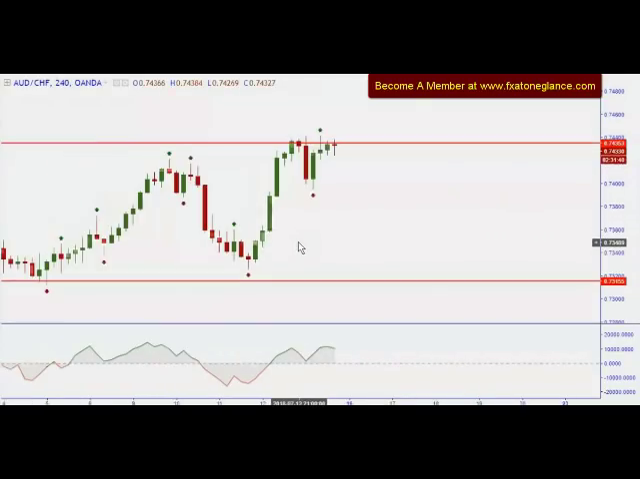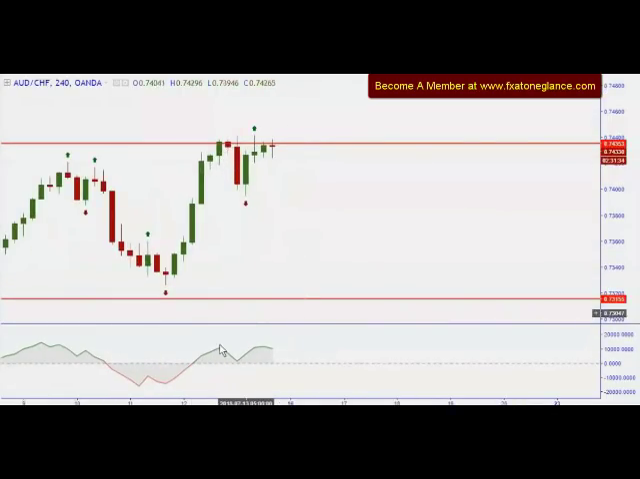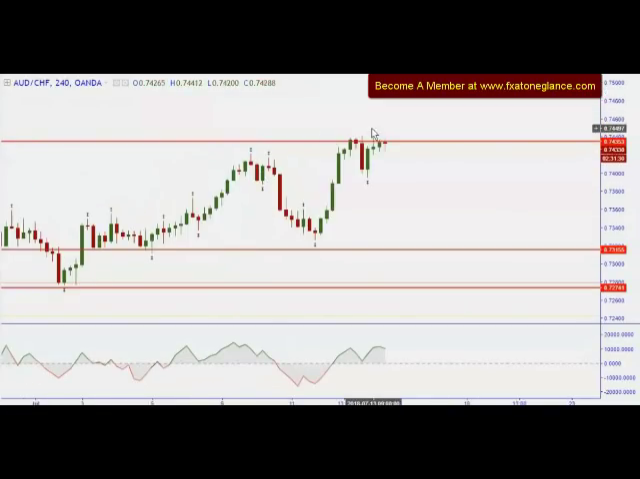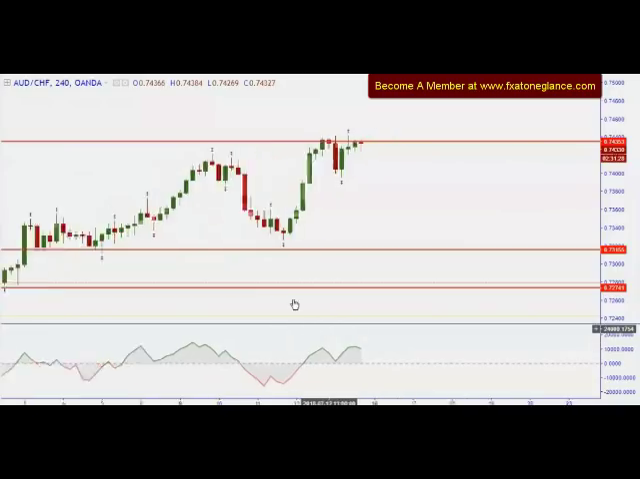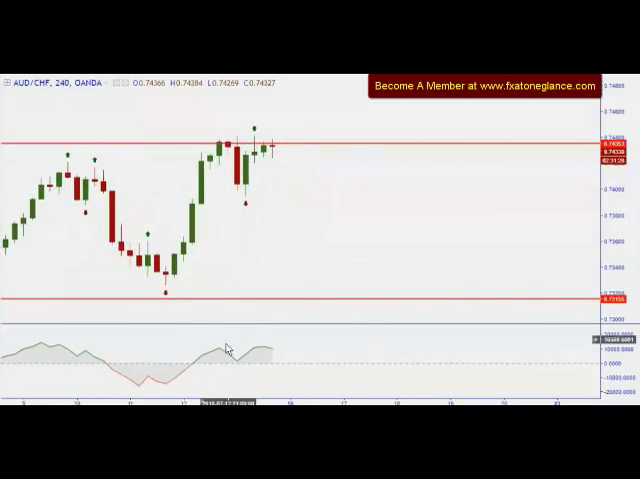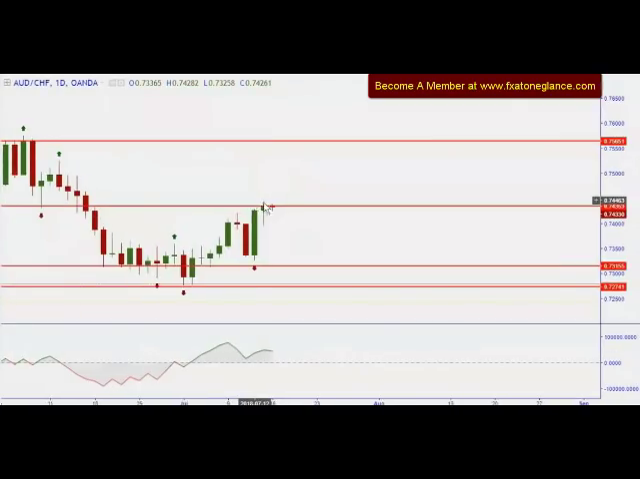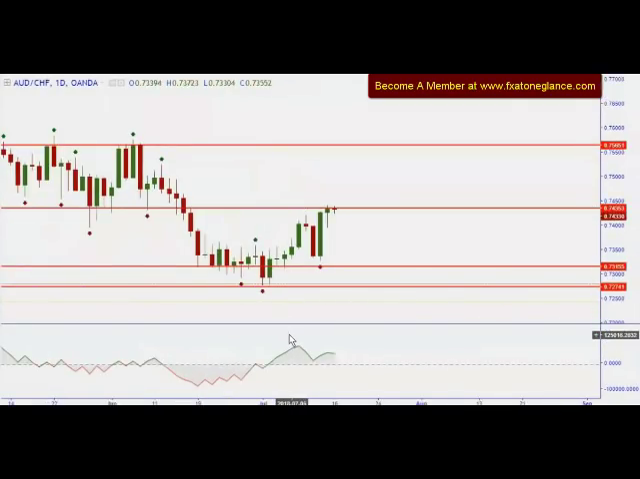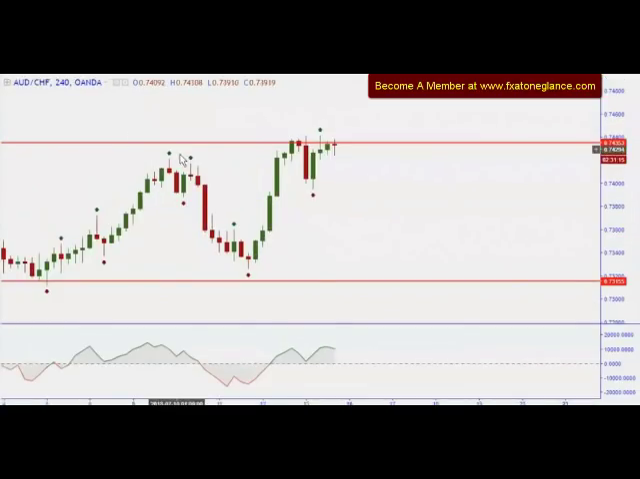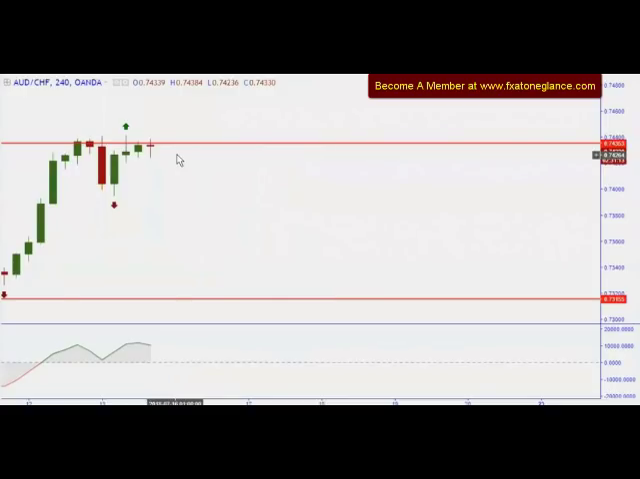Now let me see what the divergence is telling me. Okay, immediate divergence, not a lot. This divergence, yes. Immediate divergence, not a lot. Let's go back to the daily. Yeah, some divergence here. So I like that. So let's go back here. Okay, so I got a couple opportunities here.